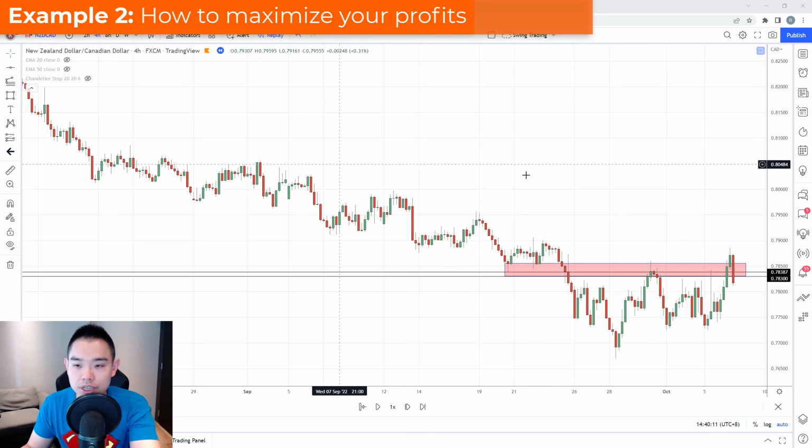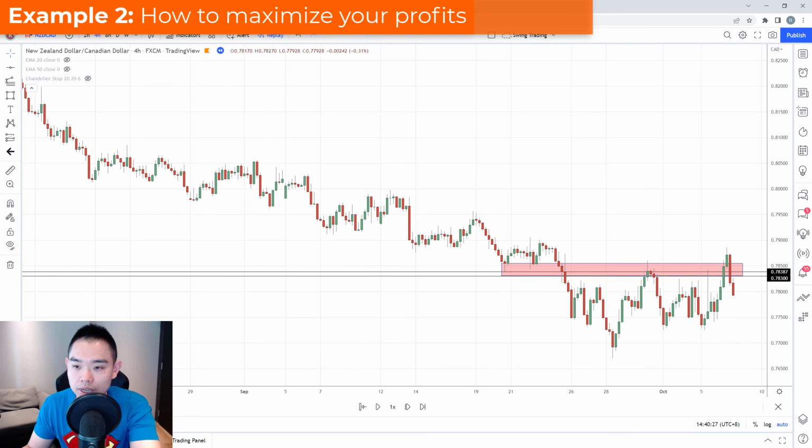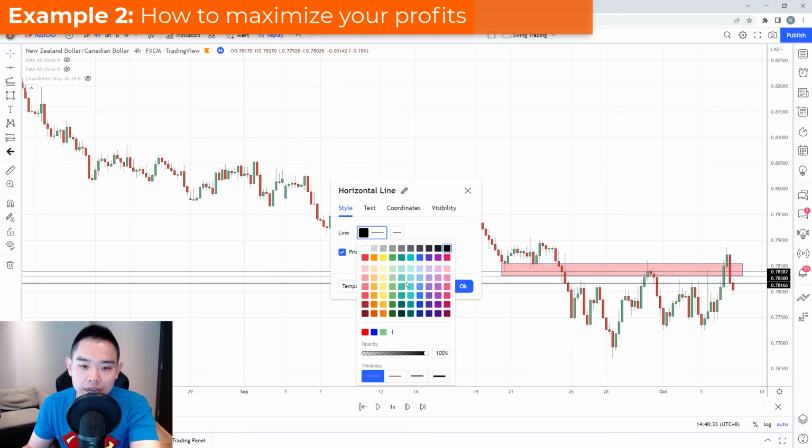Also, you can see it's actually a false break as well. The market took out these highs and quickly reversed back below resistance. So this is a valid entry trigger to go short, telling you that the sellers are in control. So what you can do is to enter on the next candle open, at this price point. Let's put this as green to signify that is our entry point.